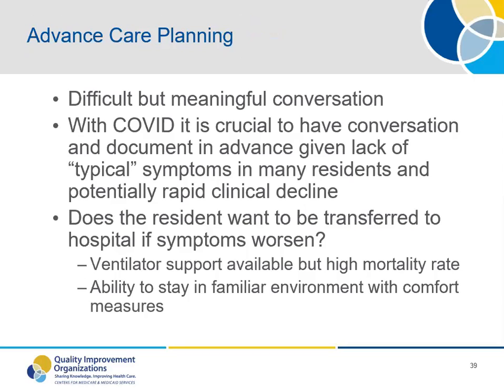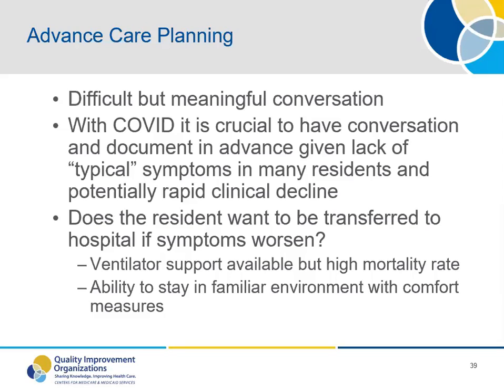Now we move to our second point, making sure that appropriate care plans are in place that will respect resident goals and preferences. Advanced care planning is important for all residents, but it's particularly important in the era of COVID. As we noted earlier, some residents with COVID will have minor symptoms for several days or weeks and then suddenly become acutely ill. It's really important to have conversations about care preferences and to document those preferences long before a resident becomes sick and decisions have to be made quickly when they're critically ill.